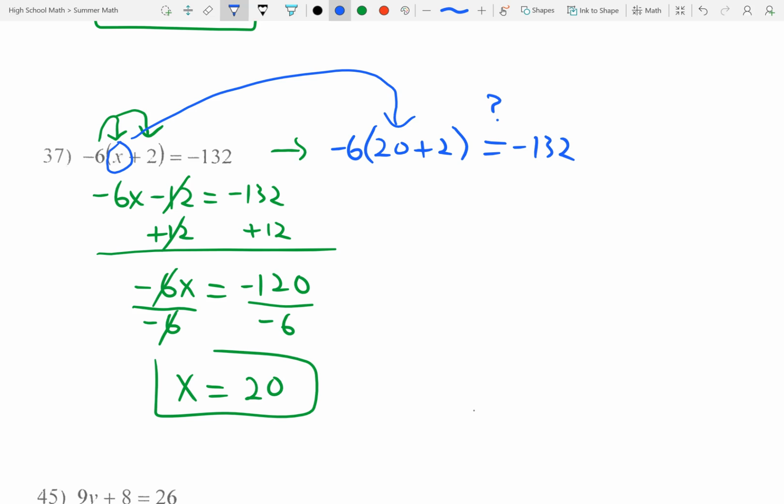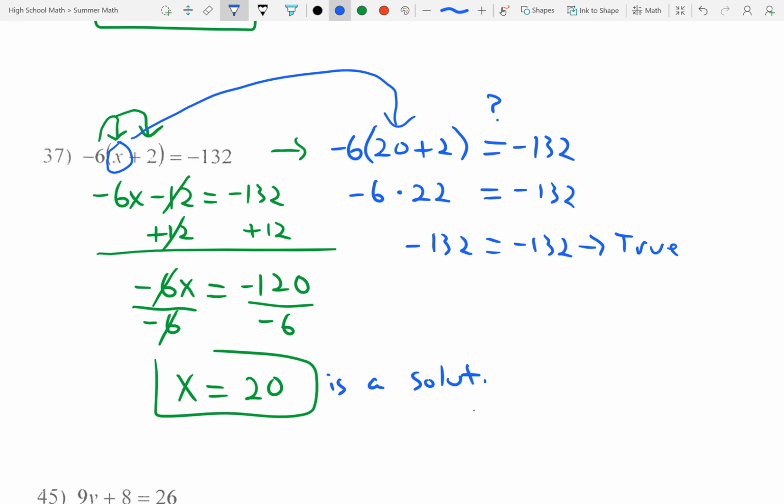So 20 plus 2 is 22. Times our negative 6. Well, that is indeed negative 132. Negative 132 is equal to negative 132. This is a true statement. So x equals 20 is a solution.